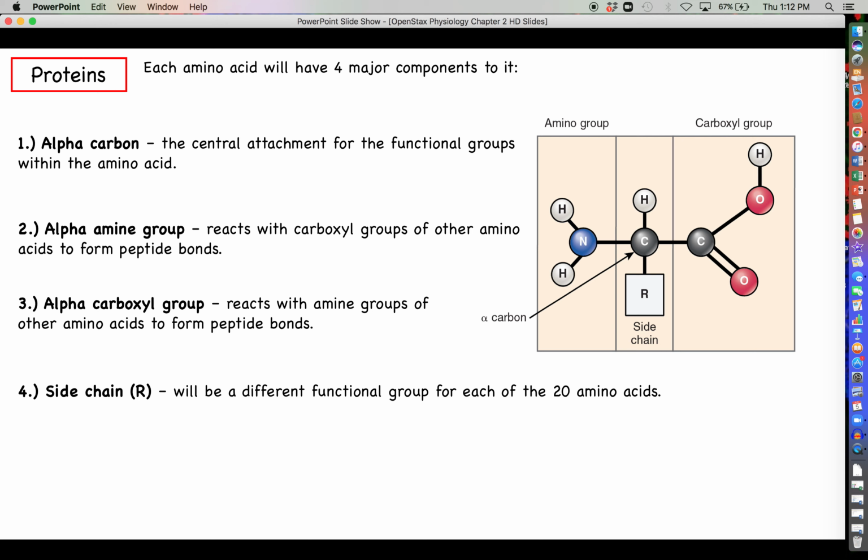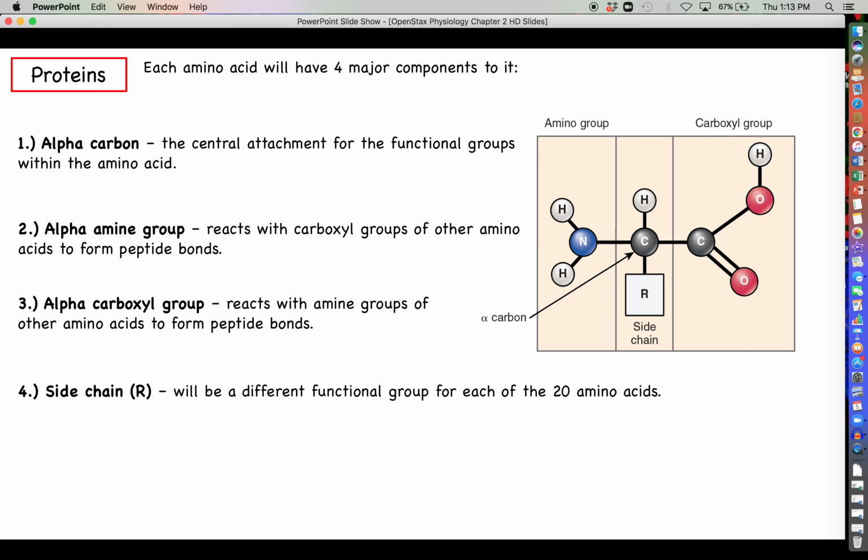So the idea here is that there are a total of 20 different kinds of amino acids that can be used to construct proteins. Now, what makes one amino acid different from the other 19 amino acids? Well, it is not the first three things on this list. Every amino acid is going to have an alpha carbon, an alpha amine, and an alpha carboxyl group. That is set in stone.